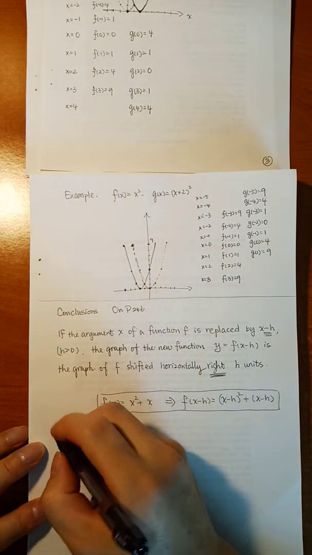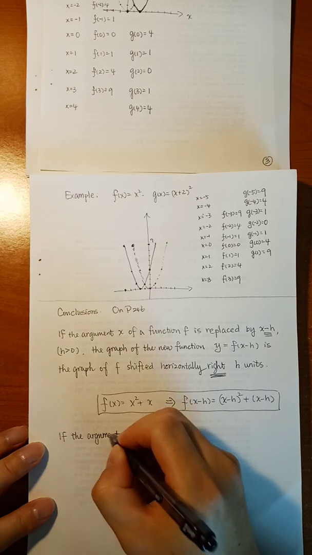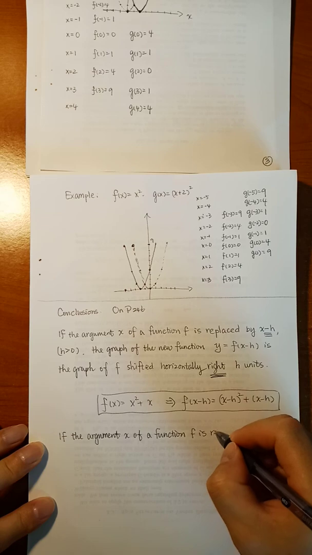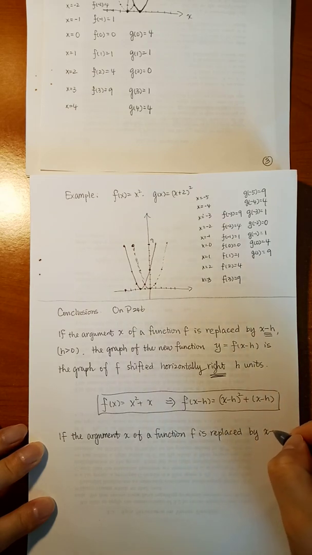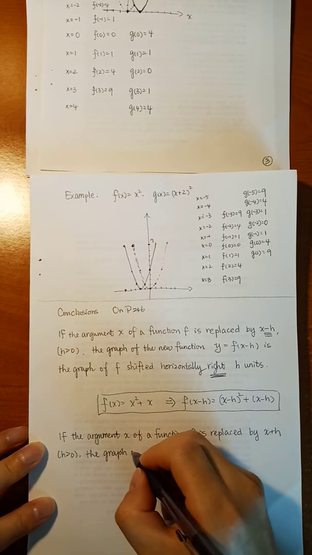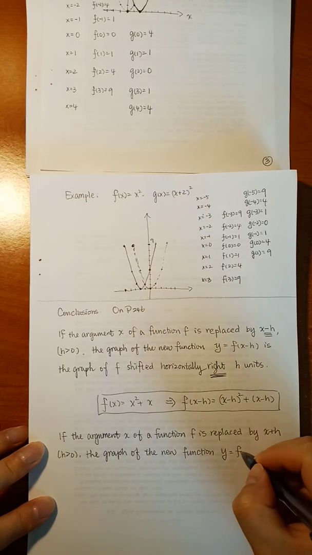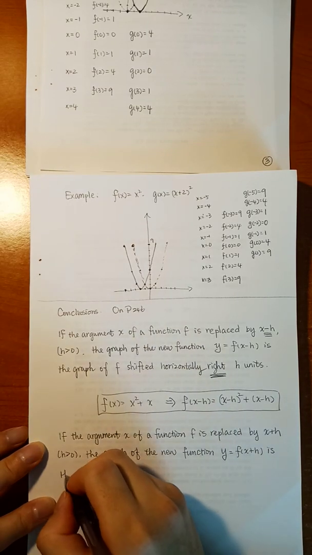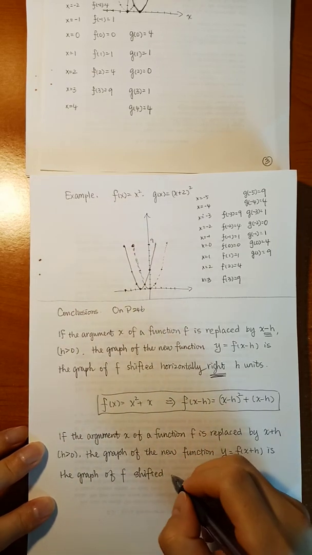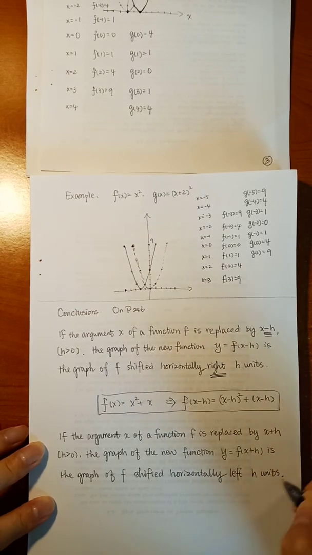And let's see the counterpart. If the argument x of a function f is replaced by x plus h, here again h is positive, the graph of the new function y equal to f(x plus h) is the graph of f shifted horizontally left h units.